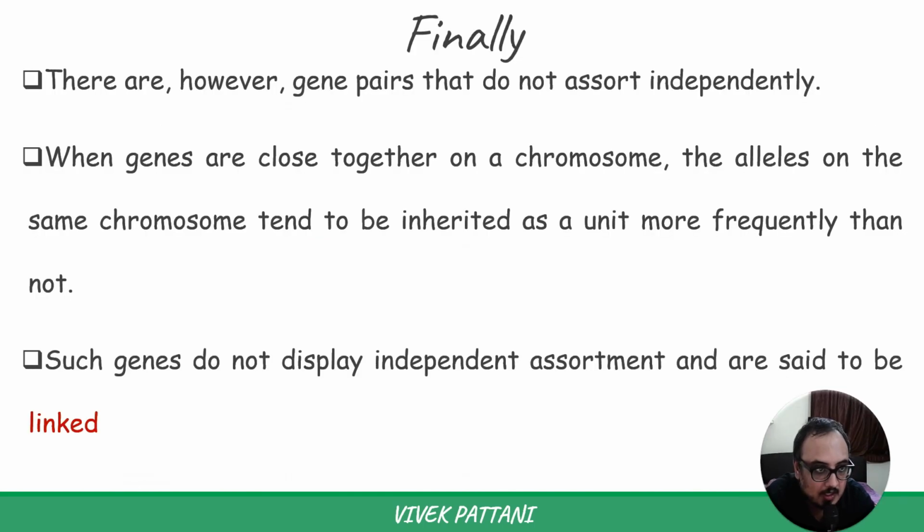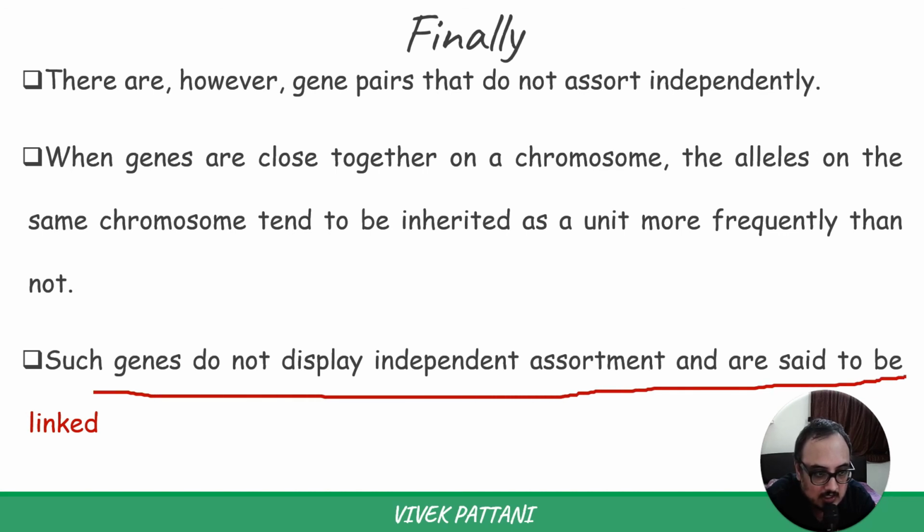Now finally, there are however some gene pairs that do not assort independently. When genes are close together on a chromosome, the alleles on the same chromosome tend to be inherited as a unit more frequently than others. Such genes do not display independent assortment and are said to be linked ones. There are some examples which do not follow independent assortment. They are basically termed linked arrangements.